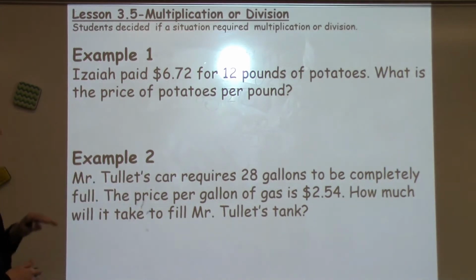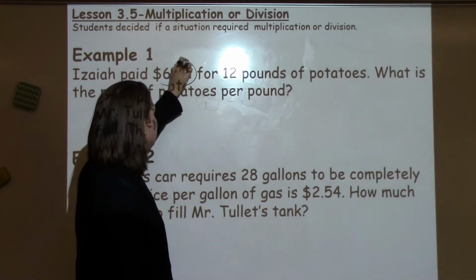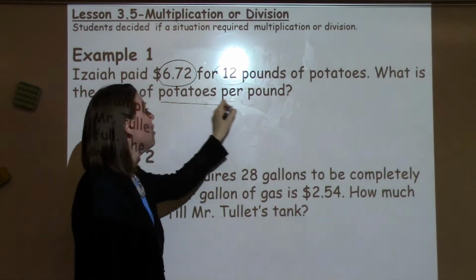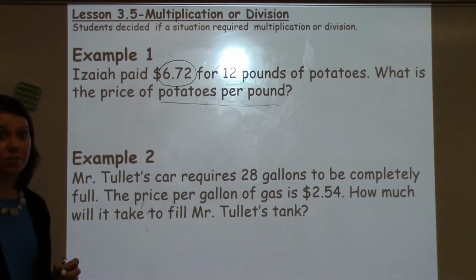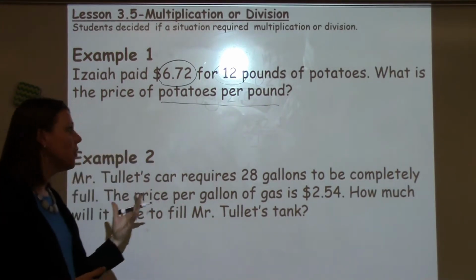So our first example is Isaiah paid $6.72 for 12 pounds of potatoes. What is the price of the potatoes per pound? Well, we know this is how much he spent, and he has 12 pounds. I want to figure out the price per pound. So I'm going to go ahead and know that this is going to be a division problem. If I had multiplied, my answer would be getting larger, which doesn't make any sense. So I'm going to go ahead and divide.